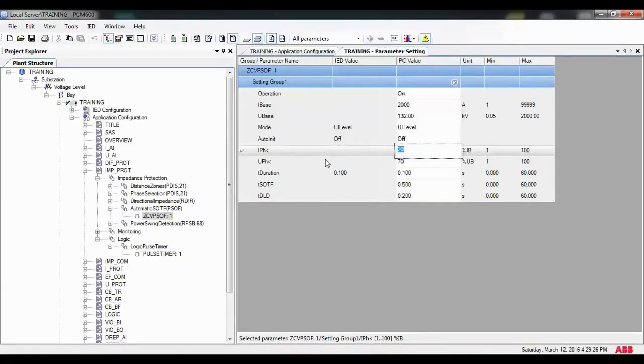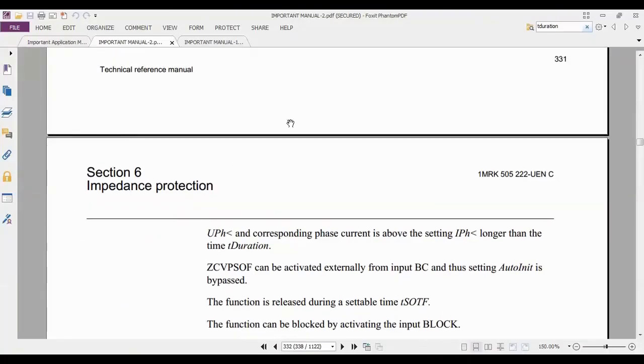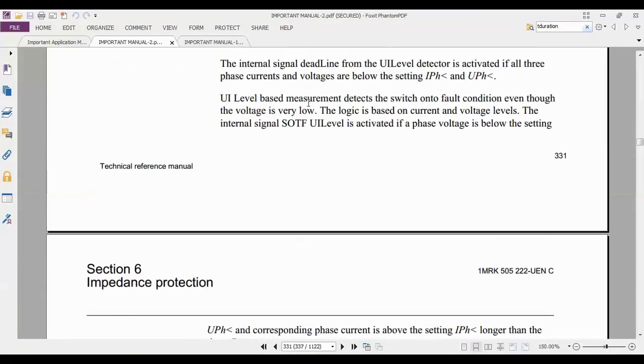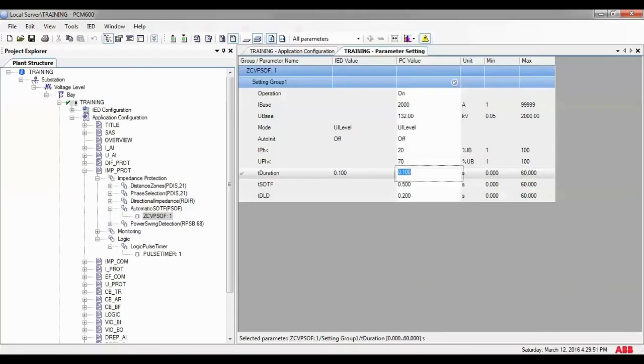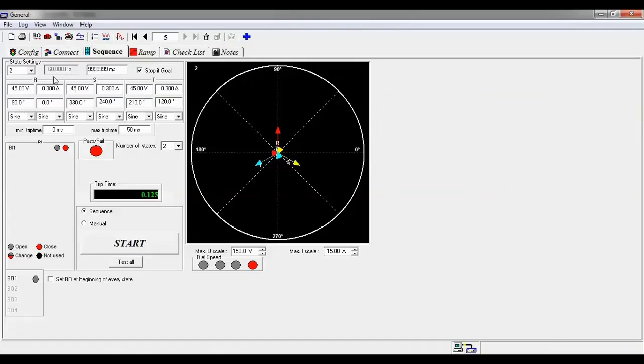This is the T duration which is written here as the time delay for UI detection, as mentioned in the manual. It tells you that the UI level is this. The logic is based on current and voltage level. The internal signal UI level is activated if the phase voltage is less than this threshold and the current of this phase is greater than this threshold for a period longer than the duration. This also depends on the close command, but it shouldn't be greater either.